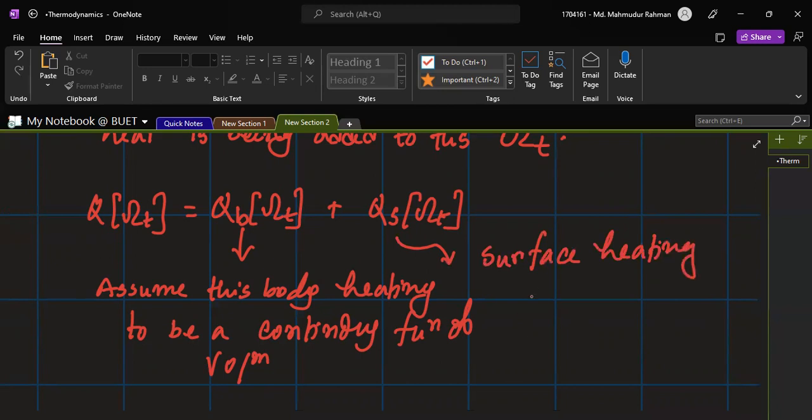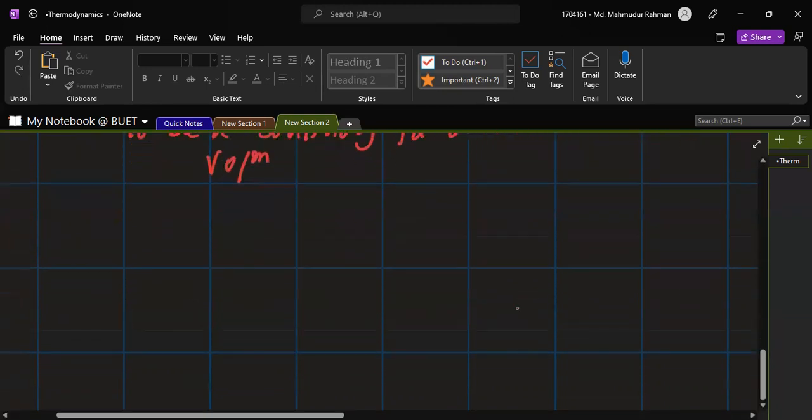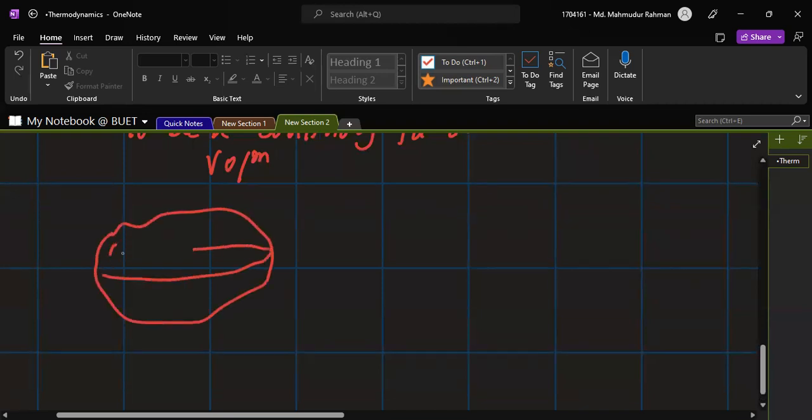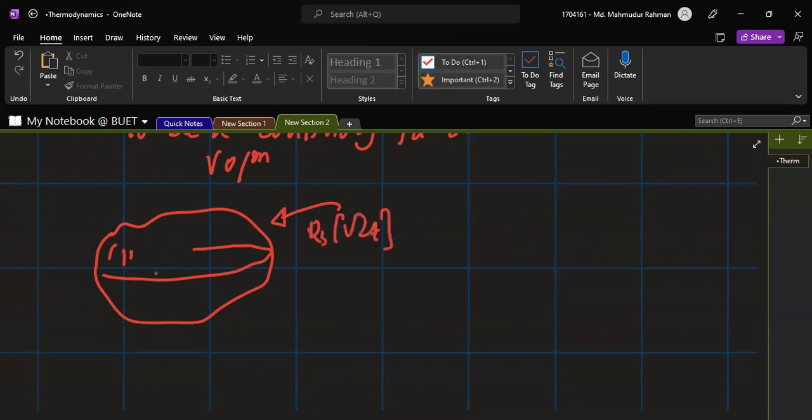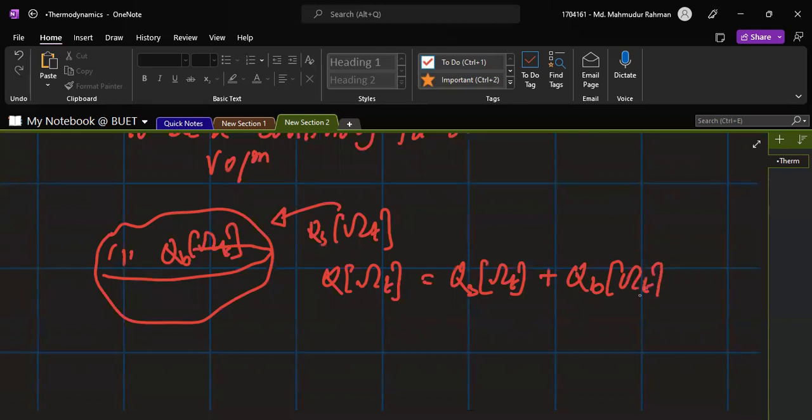In layman's terms, we can understand it this way. Suppose this is our body, a three-dimensional body. Heat can be applied from the surface. It can come into the subset from the surface, which we call Qs of omega t, and it can be generated from within. We call this body heating. So our net heating is decomposed into two parts: one part that is influx through the surface, and the other that is being generated within the body.